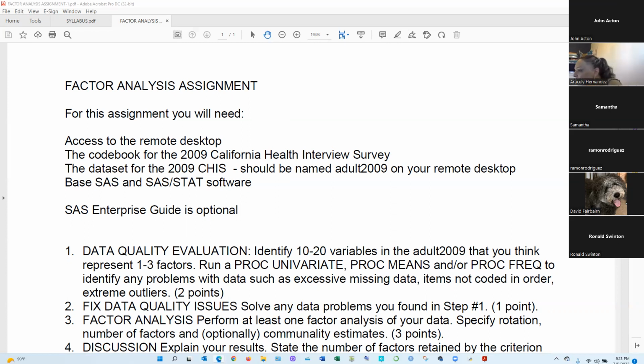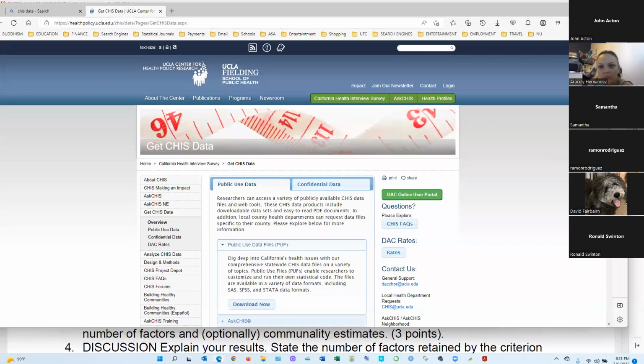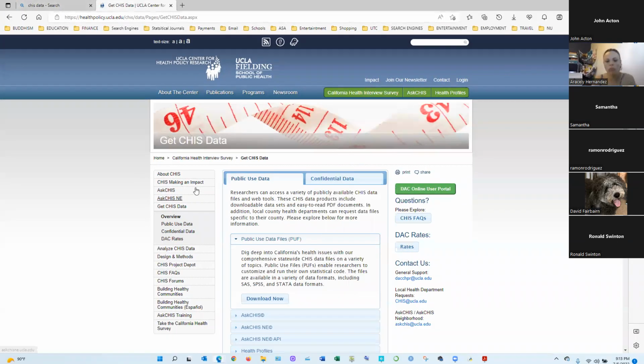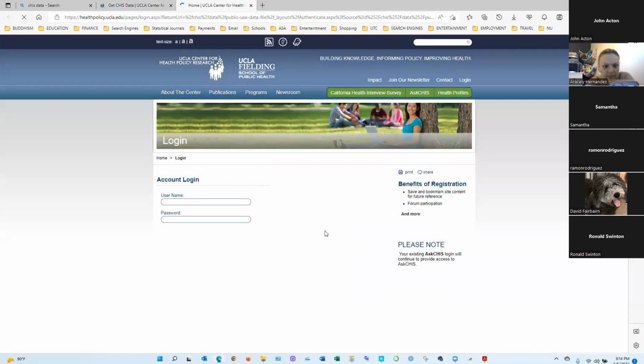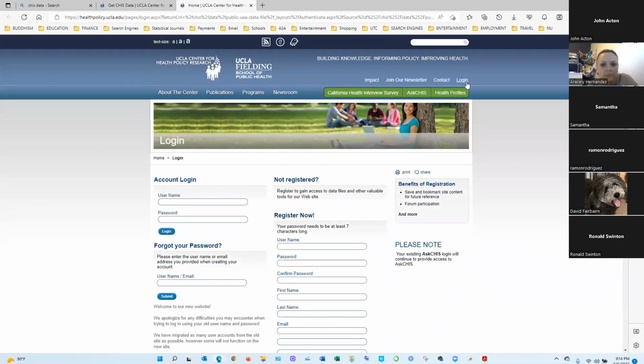So I got it from here. See, I went to their website. On any search engine you can type in the CHIS data, the California Health Interview Survey data. Then go to public use data files and download now. I have already signed in for this one. If you have to log in, I thought you knew how to do that.